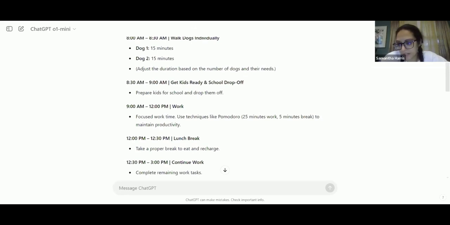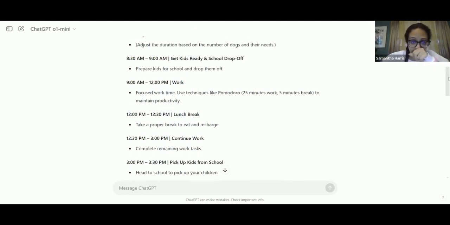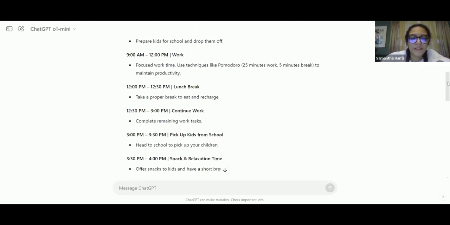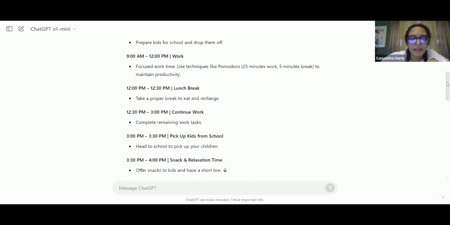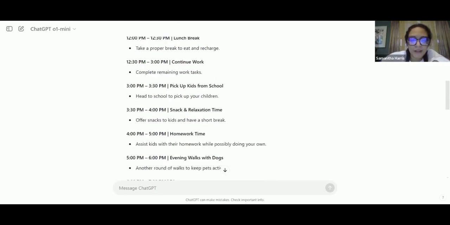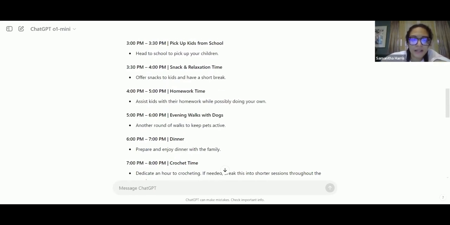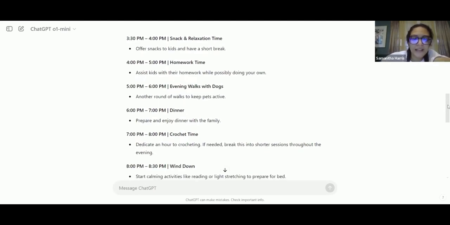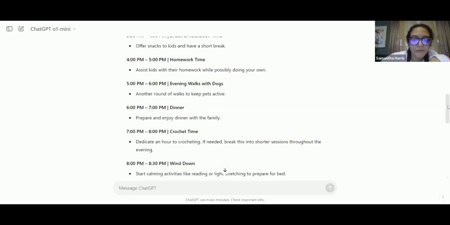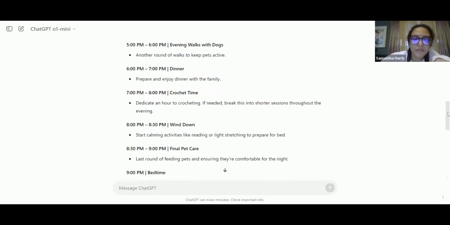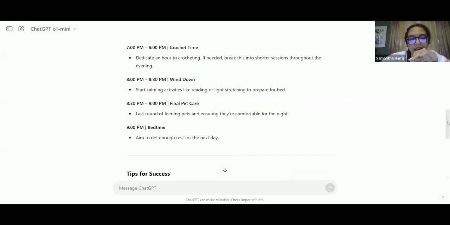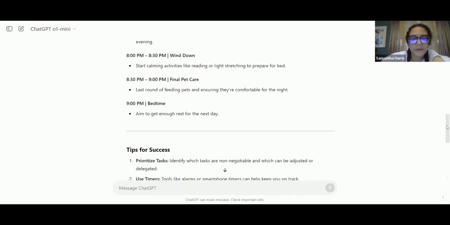So I actually have 3 dogs. I would add another 15 minutes to that. Then we'll drop off the kids from school. And then from 9 to 12 p.m., I have work. Then I have a lunch break, continue work until 3. And then I pick the kids up at 3. Then it's scheduled me a break time, homework time from 4 to 5, evening walks with the dogs, dinner from 6 to 7, and crochet from 7 to 8. Then we have wind down time, final pet care, and bedtime.